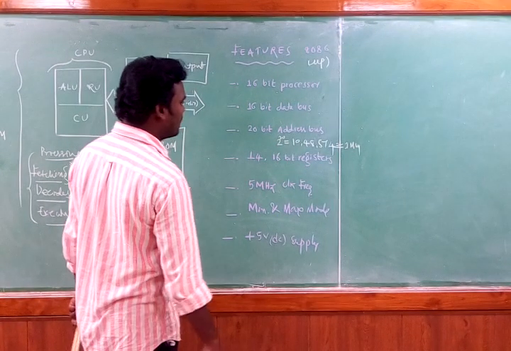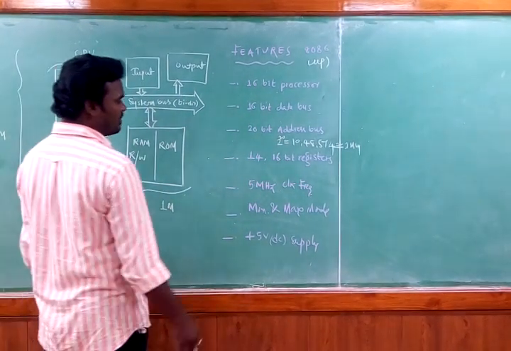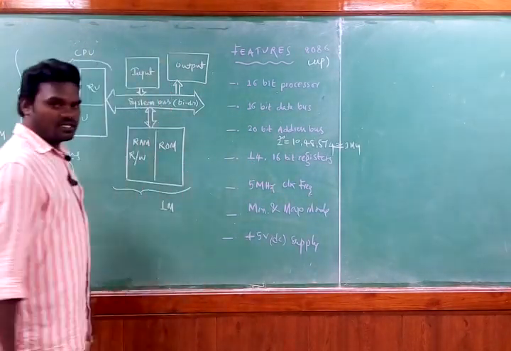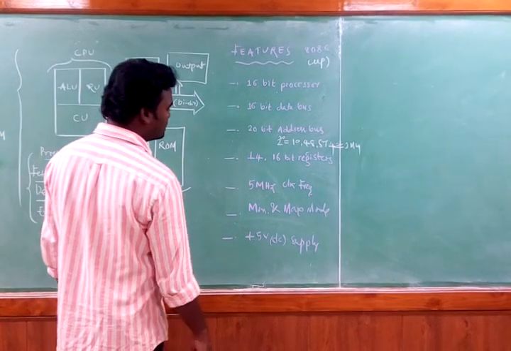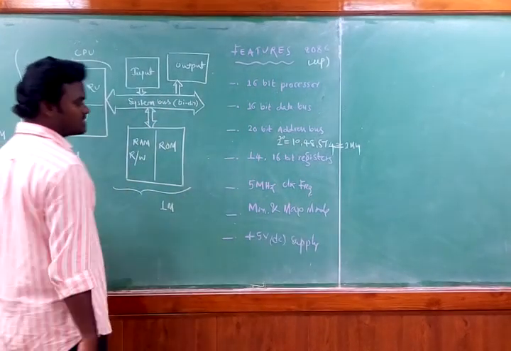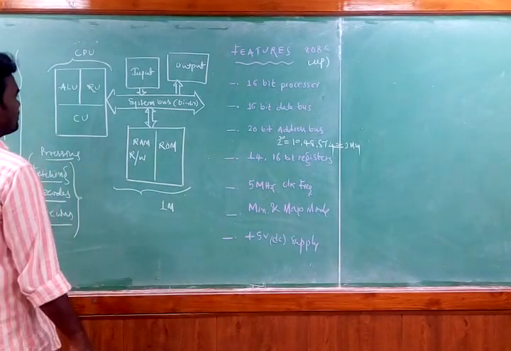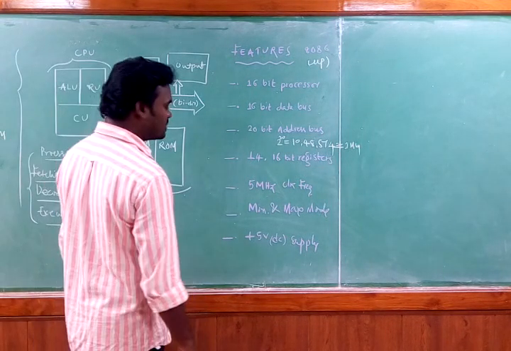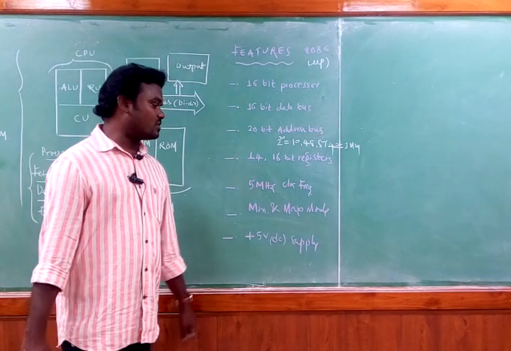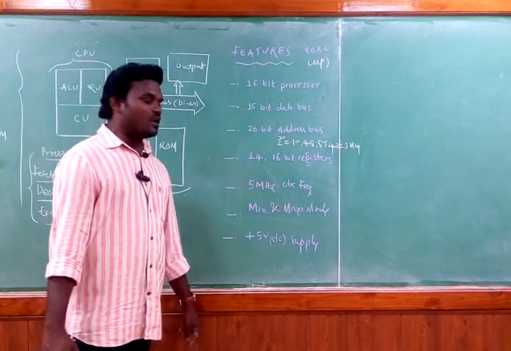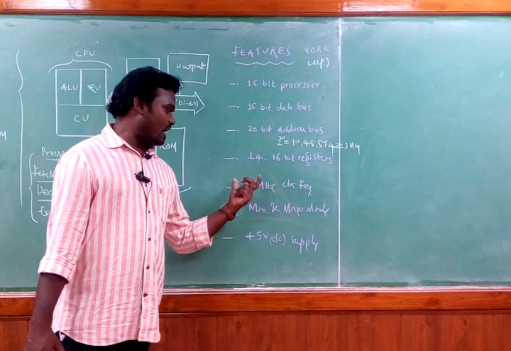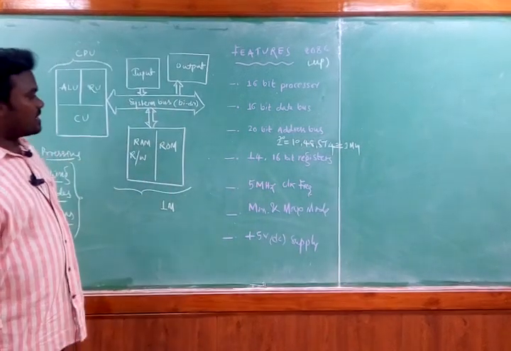It has 20-bit address lines, and in the processor we have 14 registers. Each register is a 16-bit register. We are going to study all these 14 16-bit registers in detail in coming classes. Coming to the operating clock frequency of the 8086 microprocessor, it is about 5 megahertz. If the frequency is higher, the time required to complete operations is very small, so with more frequency the processor speed increases.